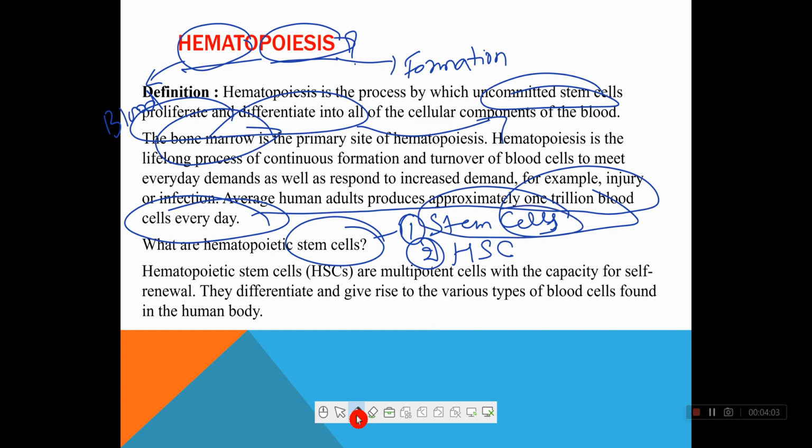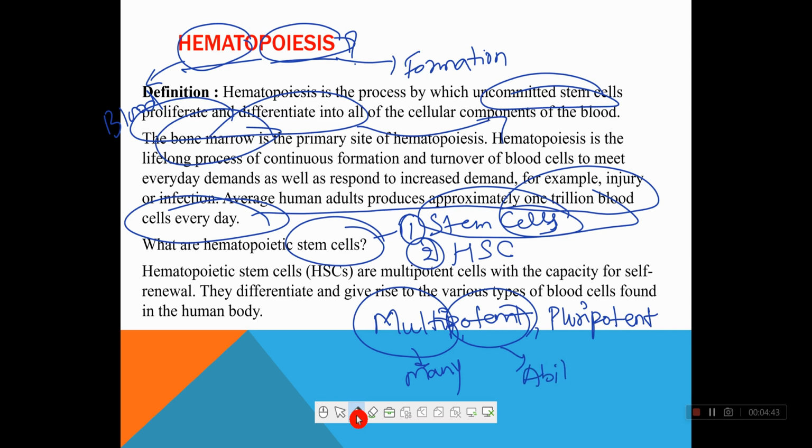Stem cells are the multipotent, pluripotent cells of the body. Now, what are multipotent or pluripotent cells? These are also called the father cells. It is the multipotent cells of the body, or we can also say pluripotent cells of the body. Multi means many or various. Potent means ability. Same is with pluripotent. Pluri means plural or many, and potent means ability.